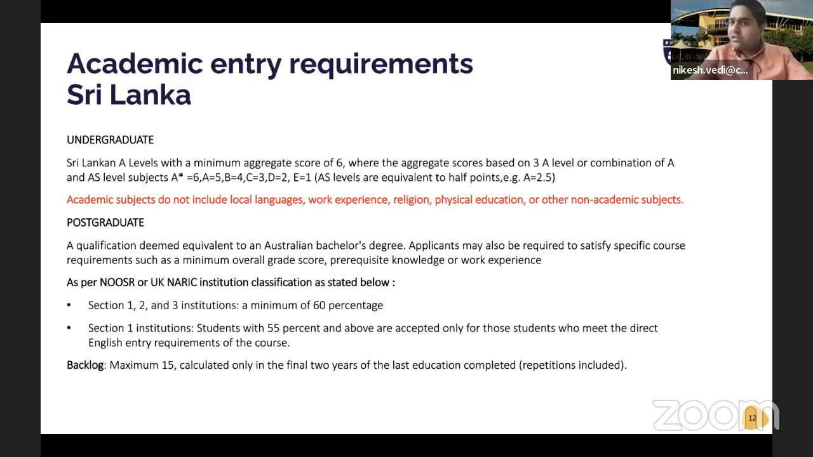Before I start the academic entry requirements, I would like to tell you more about the university. Charles Darwin University is located in the Northern Territory. The Northern Territory spans almost one-sixth of the total landmass of Australia, and Charles Darwin University is a dual sector public university.